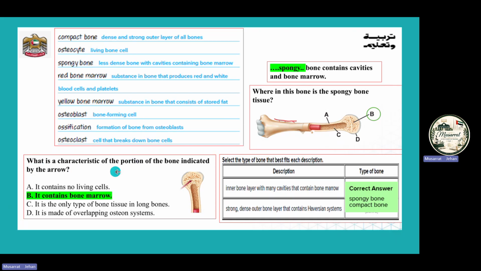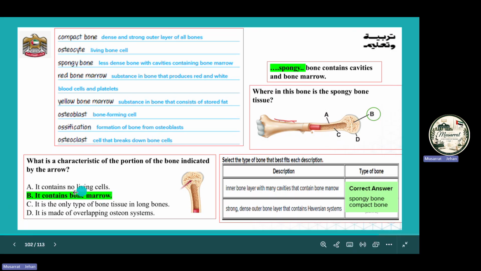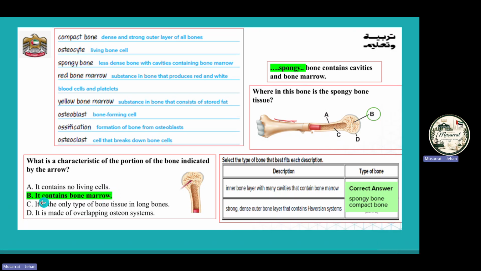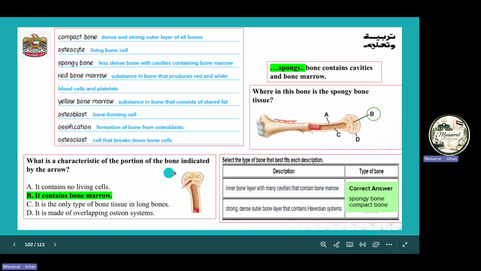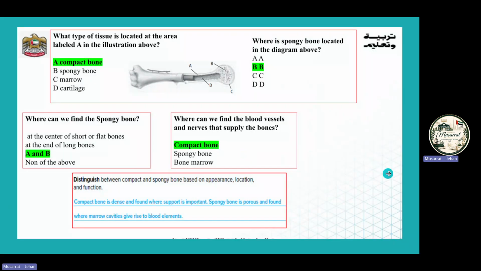What is the characteristic of the portion of the bone indicated? Now this is which bone? Spongy. What is the characteristic? It contains no living cells. It contains bone marrow. So these questions are about the two types of bones. Again here, pause the video and read the questions.